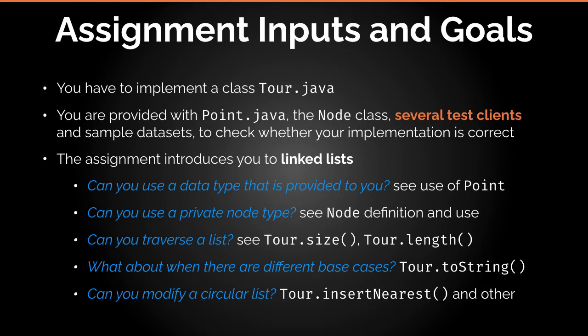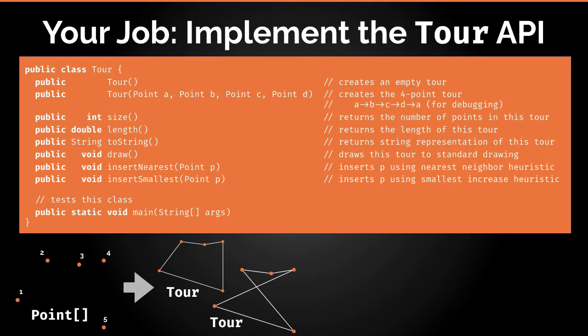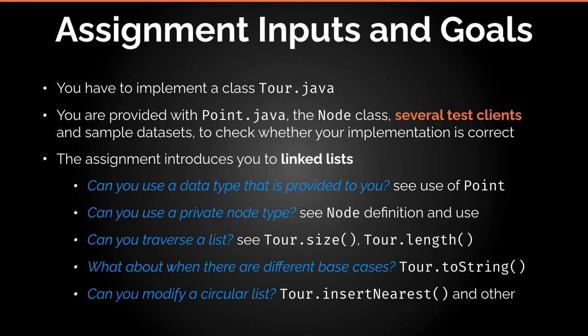That's the hardest part. Notice that's why in the API we have a Tour constructor that takes 4 points. Because it's a lot easier to create a simple list with 4 points in that constructor than to get the insertion methods right. By implementing that constructor, you can then test size, length, toString, and draw without having to implement the insertion code. Those are things we'll talk about a little bit more.